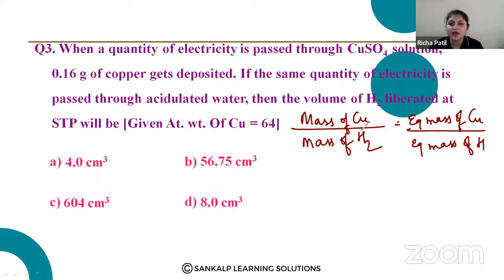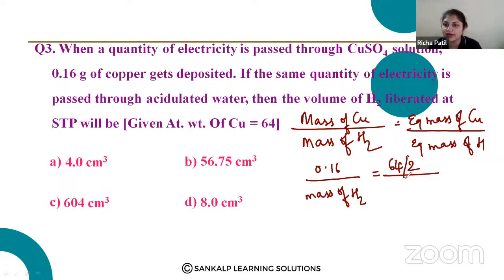Mass of copper is given as 0.16. We don't know the mass of H2, so keep it as it is. Then equivalent mass of copper is 64 divided by 2, because whenever equivalent weight is required, you have to divide by its charge, and it is plus 2 charge. Equivalent mass of hydrogen is 1. So just cross multiply. Mass of H2 equals 0.16 divided by 32.